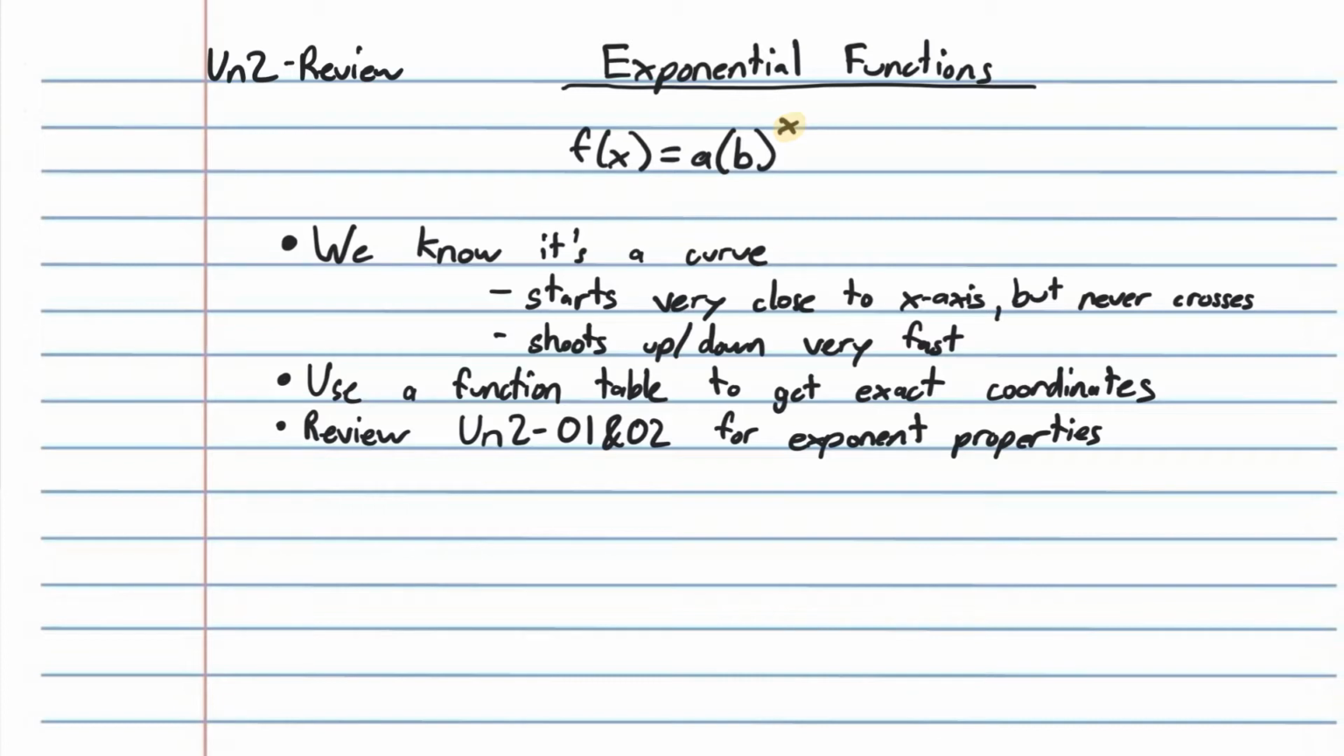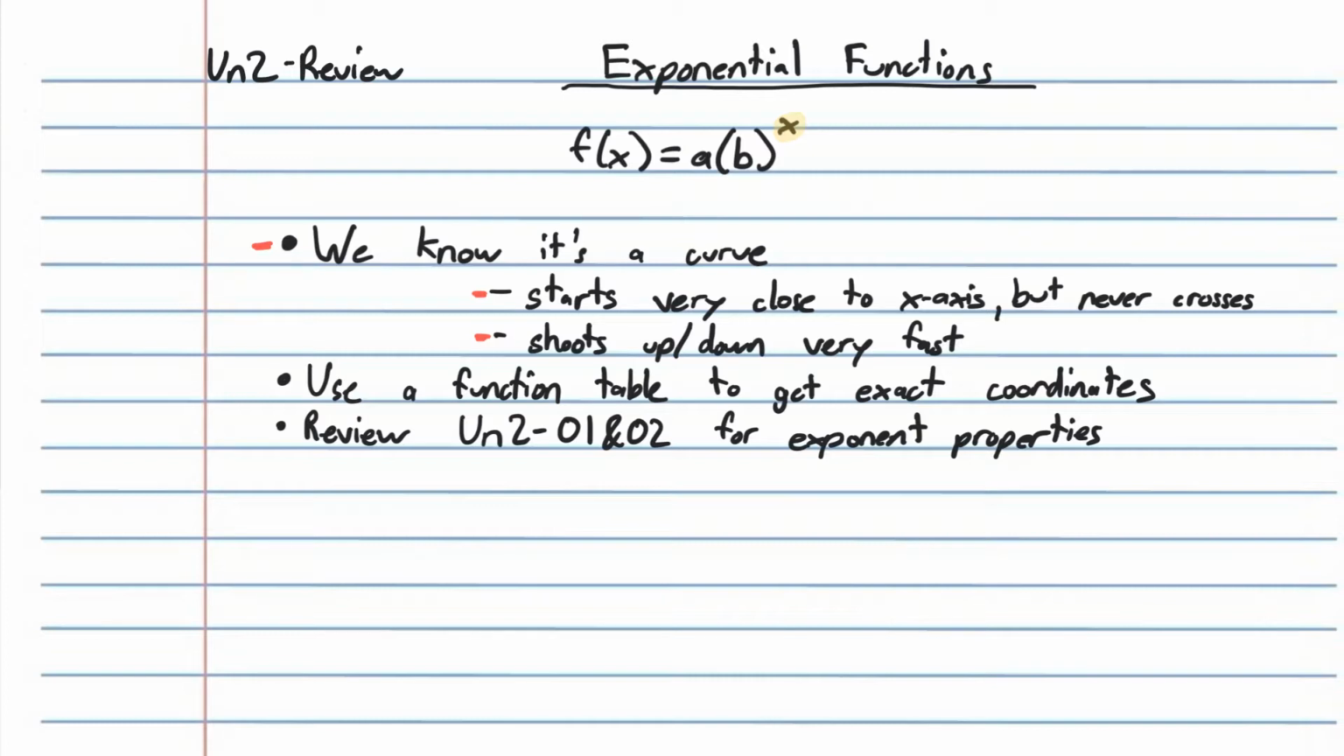And the things we know we've done so far: we know it's a curve, right? So now I'm talking about that first bullet point. We know it starts very, very close to the x-axis, but it doesn't actually cross it. And then depending on the question, it either grows or decreases very, very fast. It grows or it shrinks, right? It shoots up or it shoots down.